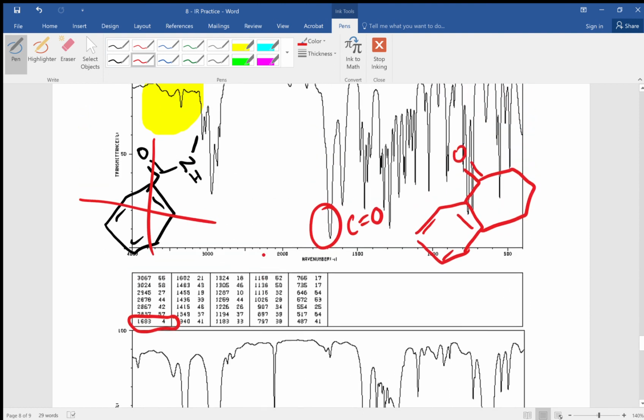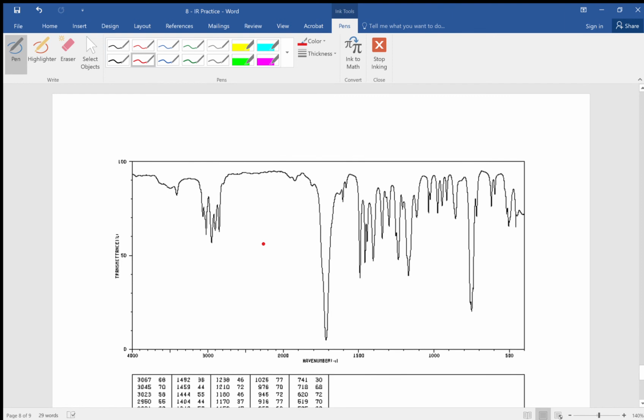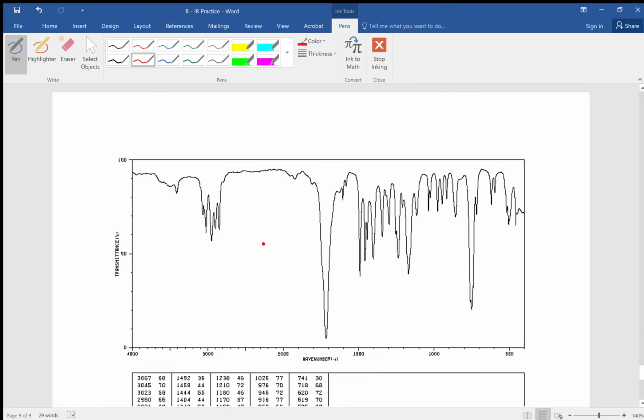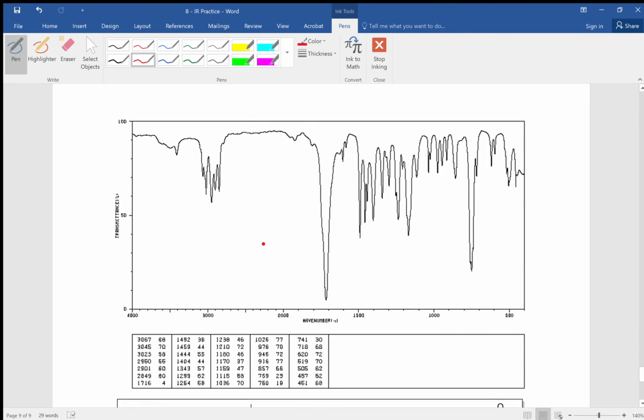Now, what would happen if that carbonyl hadn't been conjugated to the aromatic ring? Well, if it wasn't conjugated, it would show up at higher wave numbers, such as 1716 that we see in the last spectrum. And so at 1716, we know this is most likely to be a ketone that's not conjugated to a carbonyl.